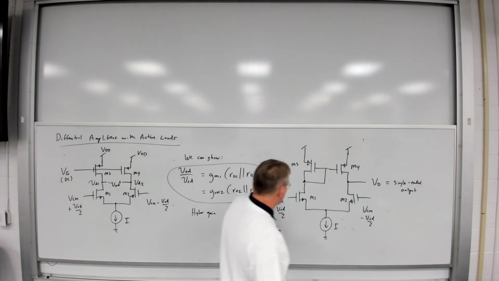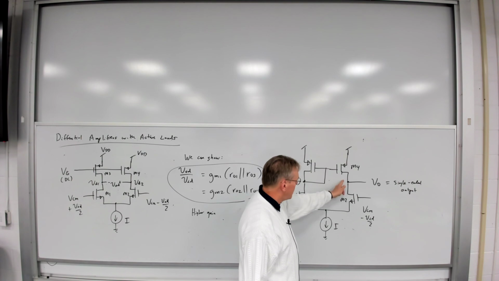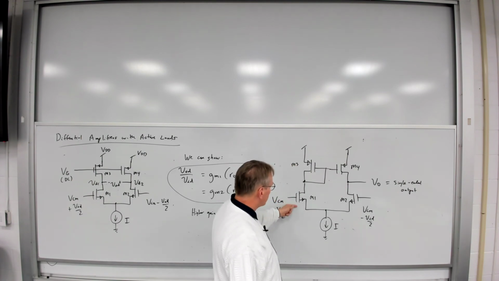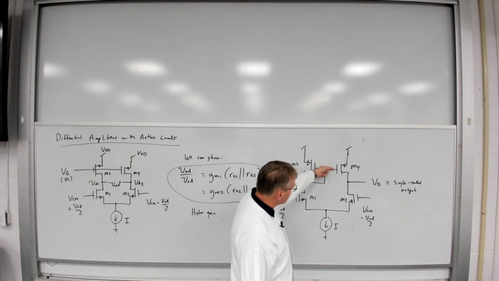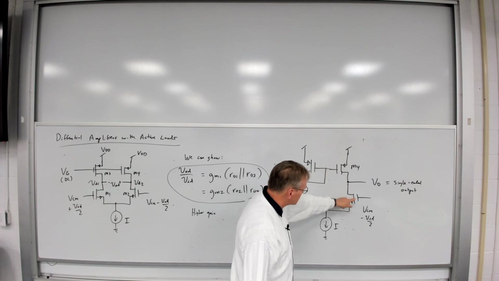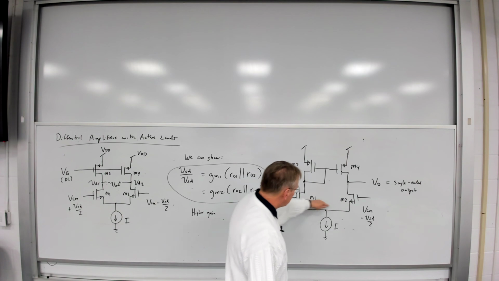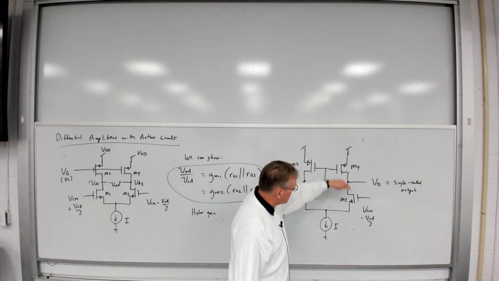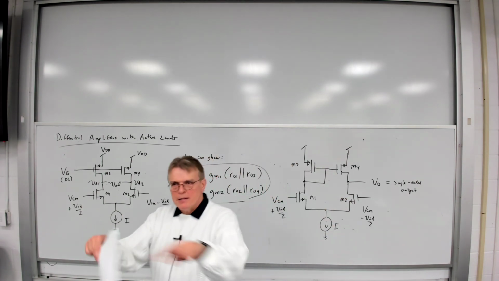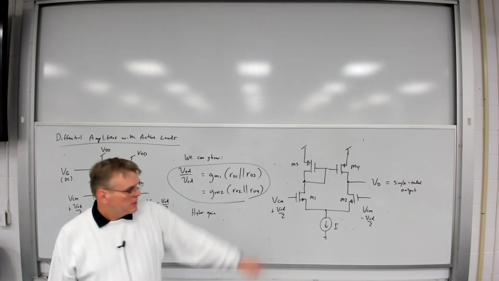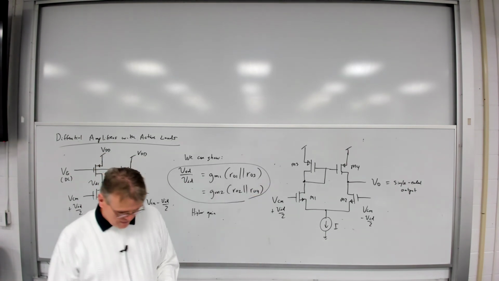I've got a path from this input through here to the output. I've got a path from this input through here, through the current mirror to the output. The same thing is true with this input. I've got a path from here to the drain and a path through here, back around into the output there. So you actually have two paths for each of the small signal voltages to that single-ended output.